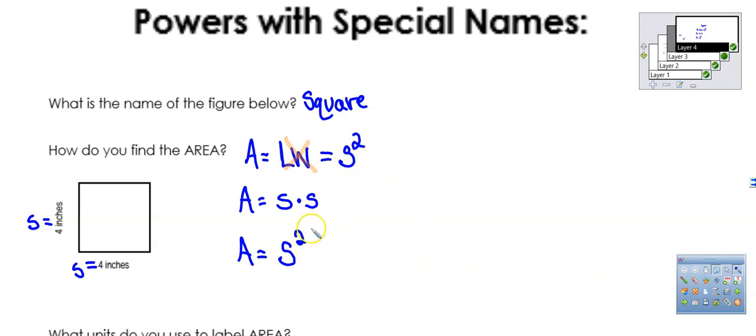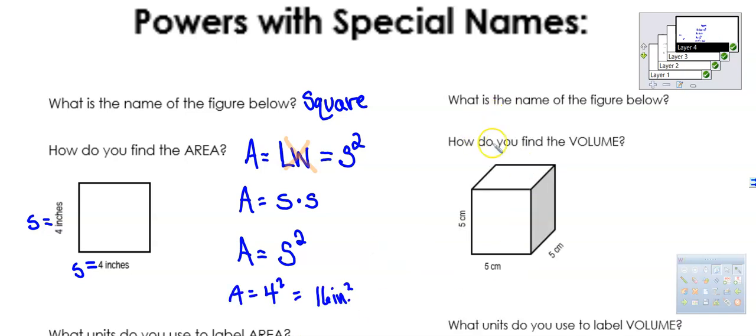So if we want to find the area of this square, we're going to go A equals, we're going to plug 4 in for S, 4 to the second power, and that's 16, and we're going to remember our unit, 16 inches squared. The 2 comes after your units to indicate that we found area, inches squared. All right, so square is one of those special powers. We could say that this is 4 to the second power or 4 squared.